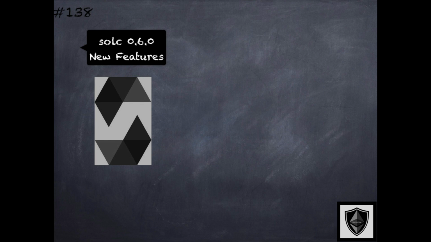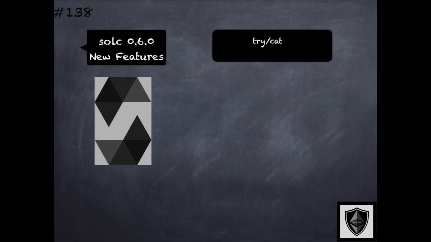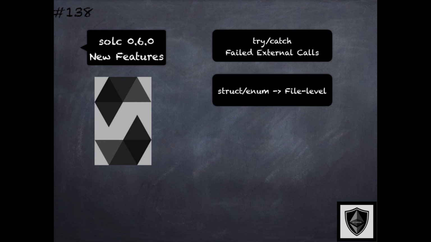0.6.0 also introduced several new features. The try-catch block for exception handling was introduced in this version. And this, if you recall, is used to react and handle failed external calls. Struct and enum types can be declared at a file level with this version. Until then, it was only at a contract level.